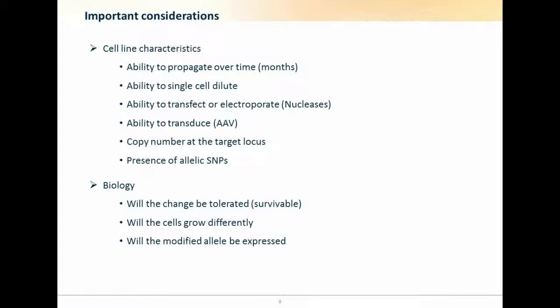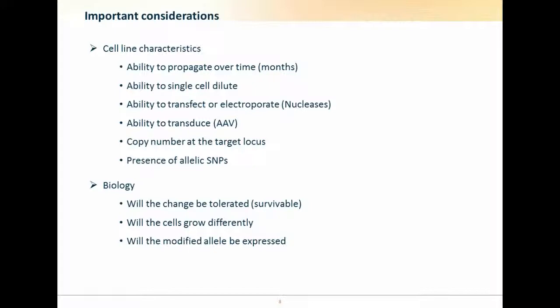If there are differences between the published genome sequence, for example, or even among the alleles present in your particular gene target, those are important factors that are going to play into the effectiveness of any gene editing approach that you take. And of course there's biology, and I think most of us take these into account when we start, but we don't always know the answers to these things. Will the change that we're introducing be tolerated? Is it survivable by the cell?